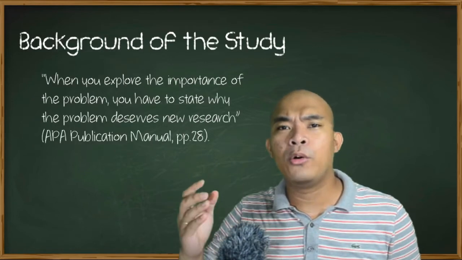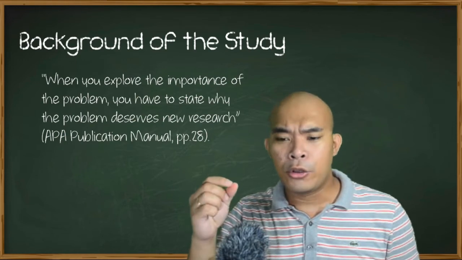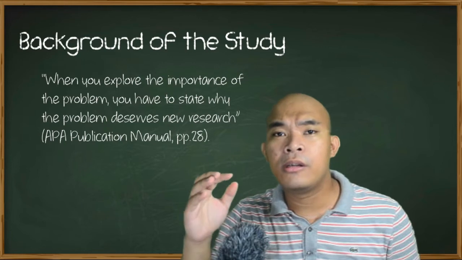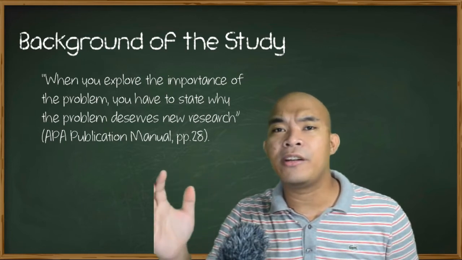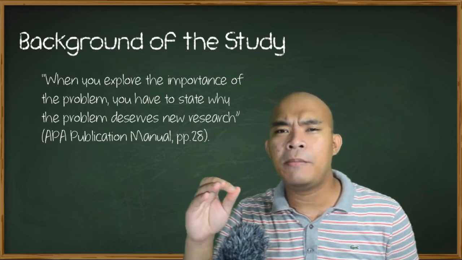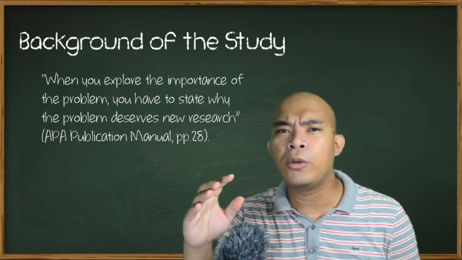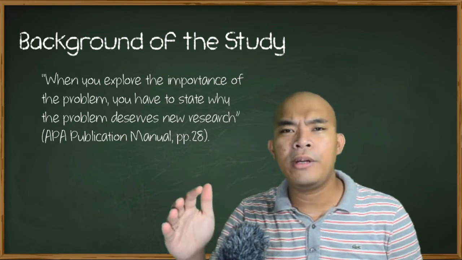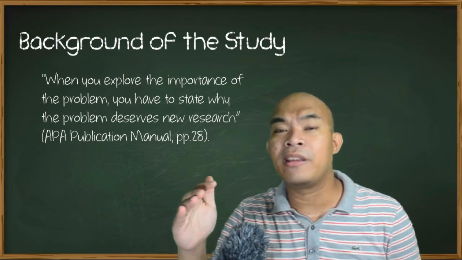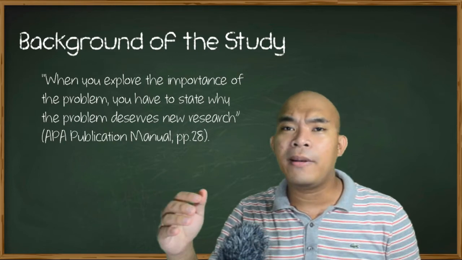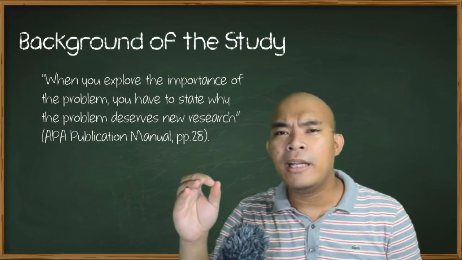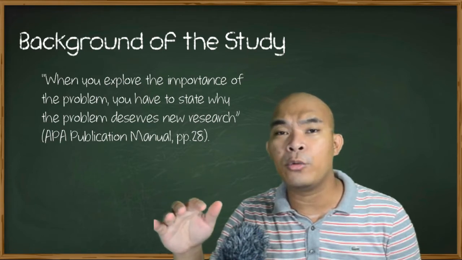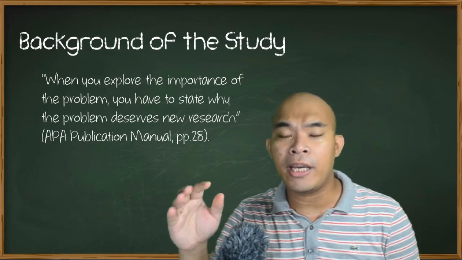When you explore the importance of the problem, you have to state why the problem deserves a new research. For basic research, the statement about the importance might involve the need to resolve any inconsistency in the results of past work and/or extend the research of a theoretical formulation. For applied research, this might involve the need to solve a social problem or to treat a psychological disorder. This is according to the APA Publication Manual, page 28.